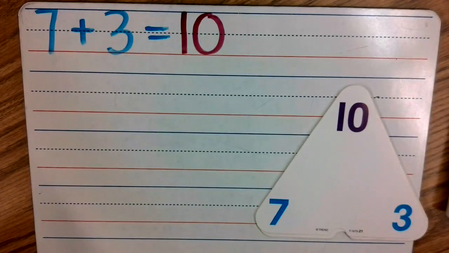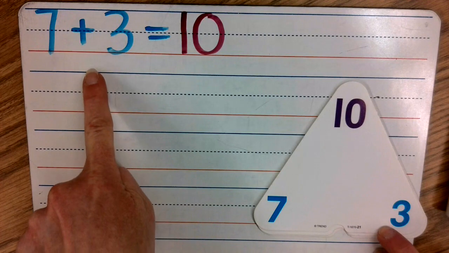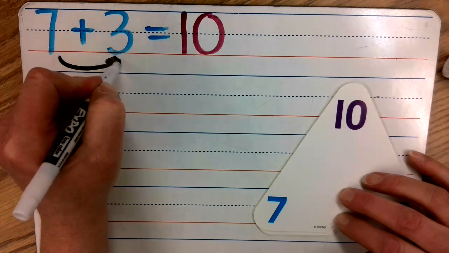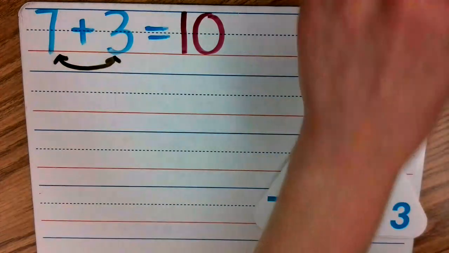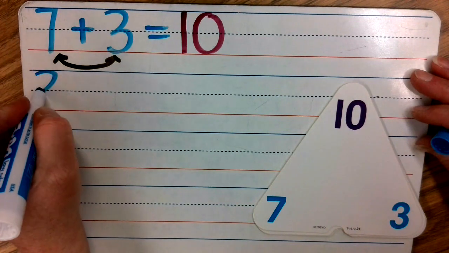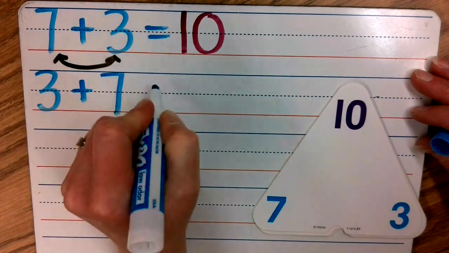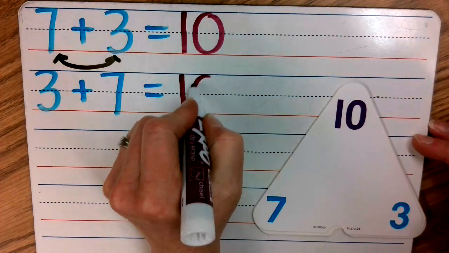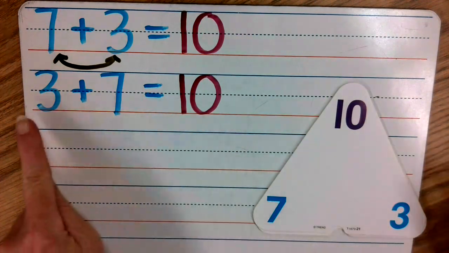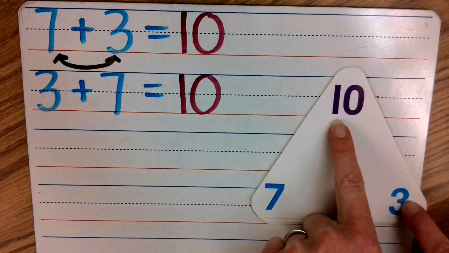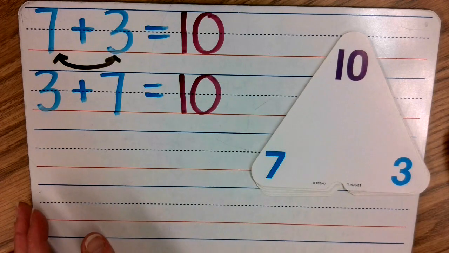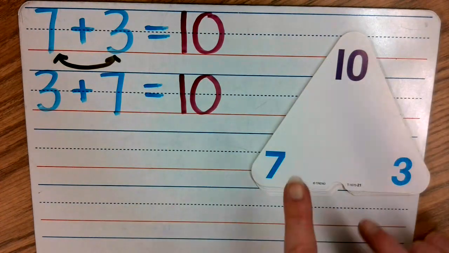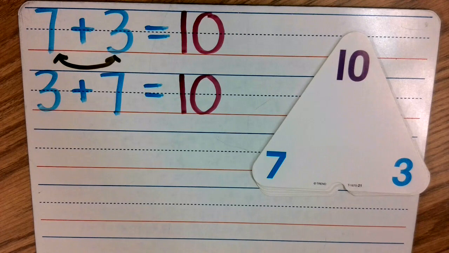Now for my second addition number sentence, I'm writing the turnaround fact of this. So remember, all I do is these guys, these addends, switch places. So I have 3 plus 7 equals 10 again. Notice that my sum is the largest of these 3 numbers, because in addition, we are joining it together. We're putting things together. So that makes sense that our sum is going to be the largest.